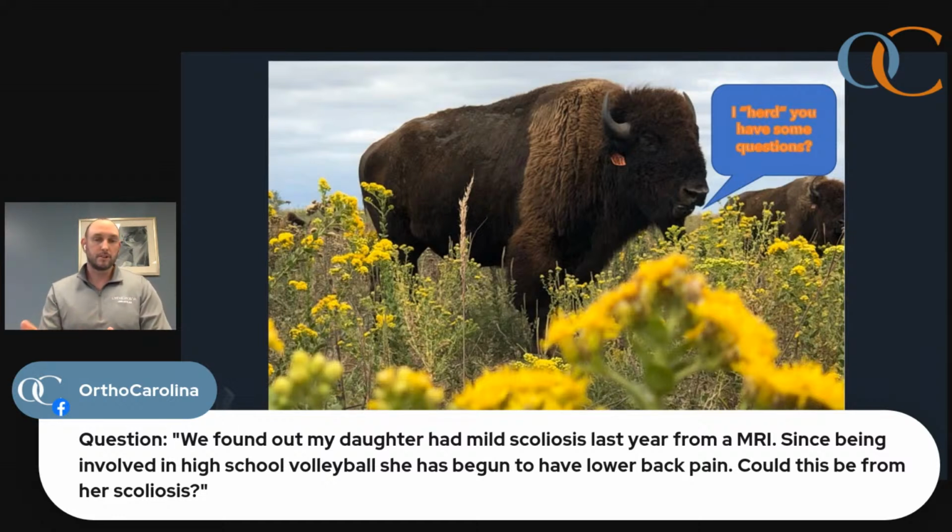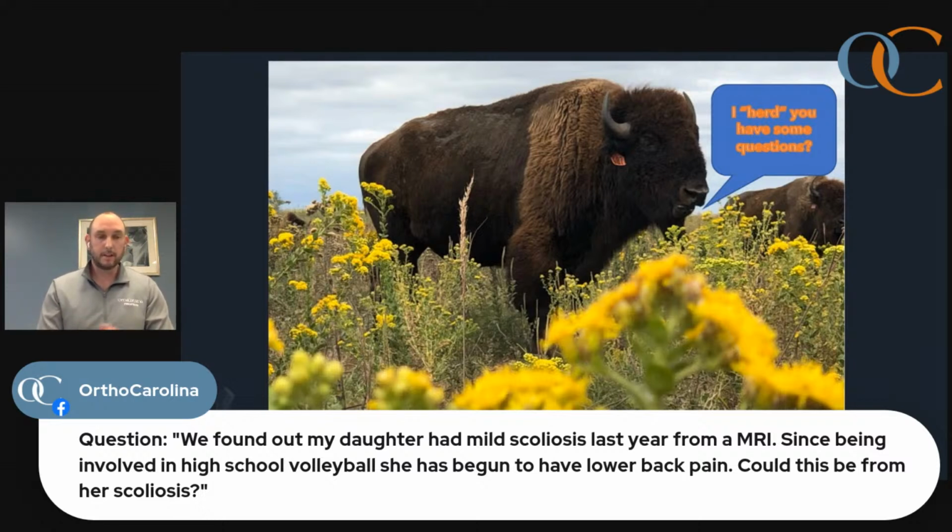So is there pain associated with scoliosis? If you read the doctor books on scoliosis, they say scoliosis isn't painful. What that means is, as the spine curves, kids don't feel the spine curving and say, man, my spine really hurt today. My curve must have gone up 10 degrees.